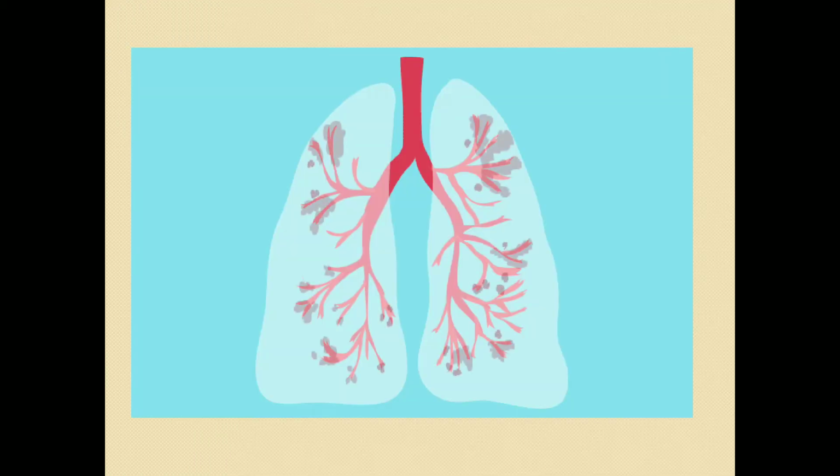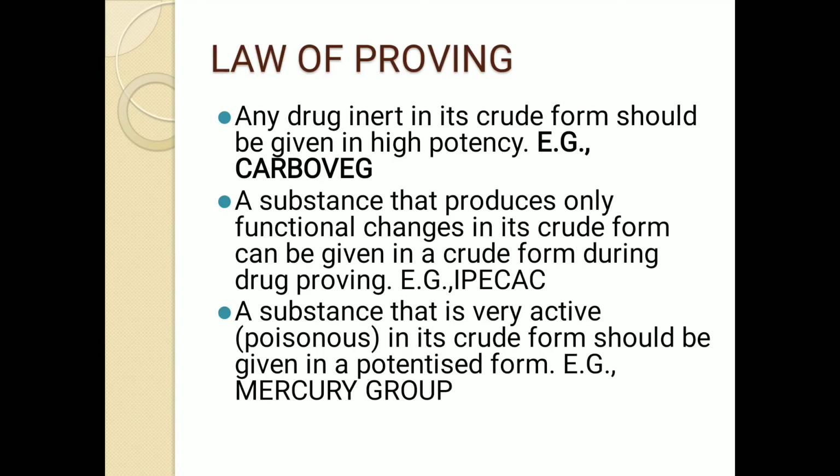For example, in case of PCOD, the person is having, for example, dyspnea. So dyspnea, we can calculate with the help of what? The severity of dyspnea with the O2 saturation. If the patient's O2 saturation is very low, it means what? The derangement of vital force is more. So next is the law of proving.